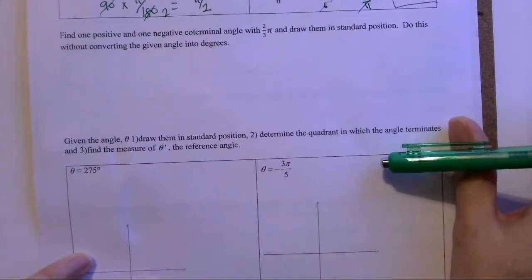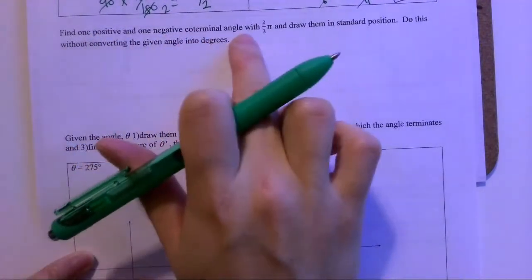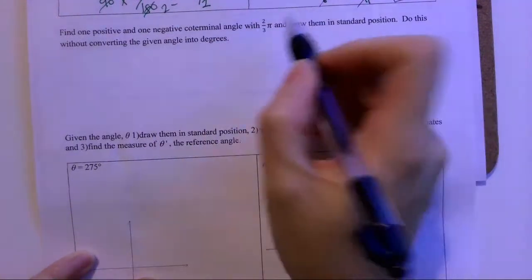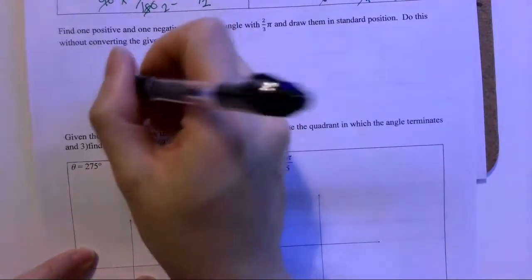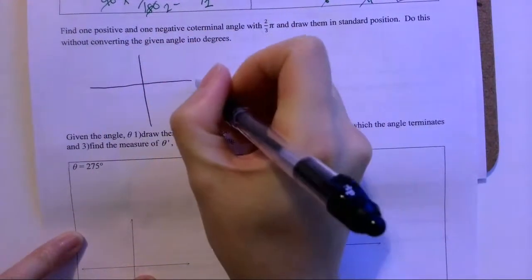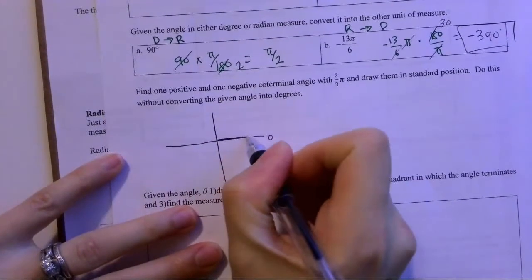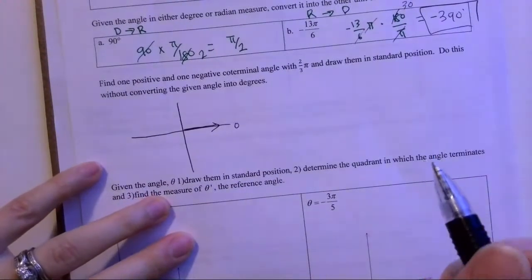All right, next question. Find one positive and one negative coterminal angle with 2/3 pi and draw them in standard position. Do this without converting any given into degree. All right. Are you guys ready? Let's go. First of all, let's go ahead and draw 2/3 pi in our plane. We did this with degrees on the previous page, on the previous video. So that's how we're going to draw it. So there's my initial side on the positive x-axis.